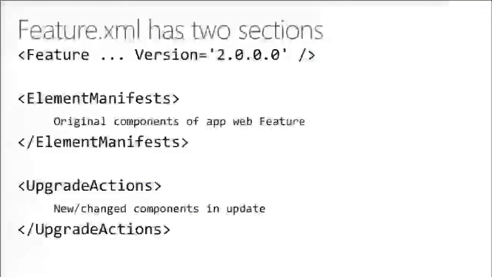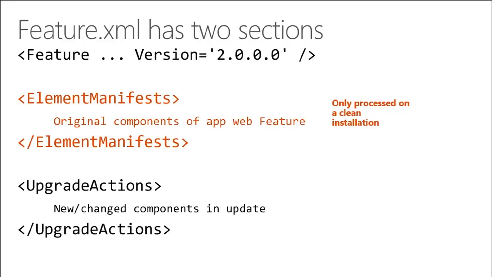Here's the feature XML file. It has 2 sections. First, there's the element manifest section, and this contains all the original components of the app web feature. It's auto-generated by the Visual Studio tools. Whenever you in Visual Studio go add new item and then click, say, SharePoint list or whatever it is, and add something to the feature, under the hood, Visual Studio is writing to this section of the feature manifest file. This section will only be processed on a clean install. The system is smart enough to know that you don't want the original components installed a second time on an update. So it's only going to process this on an original installation of the app.